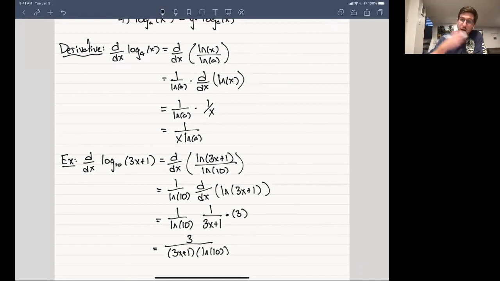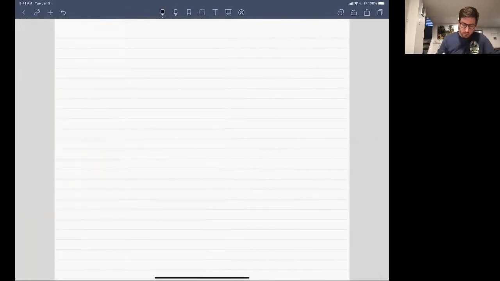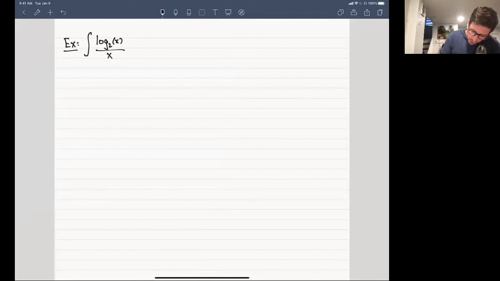Okay, now let me give you another one. This time, let's do an integral with this. And these are just the first examples that we're going to do. We're going to see a lot more of these as we progress through this course. But of course, these are just little warm-ups for us. So imagine I ask you to find the antiderivative of log base 2 of x over x. What is the antiderivative of that thing?